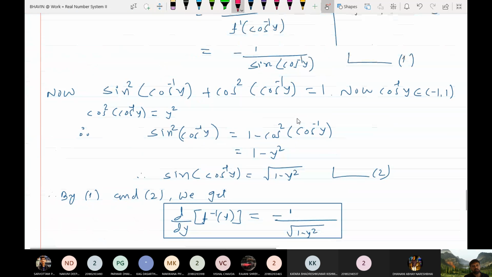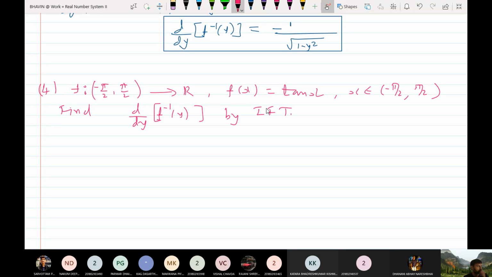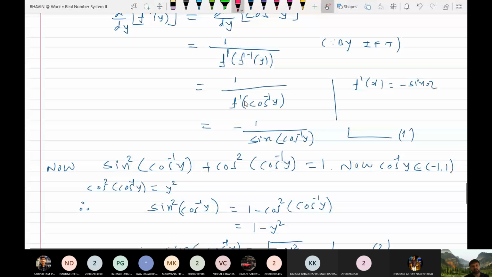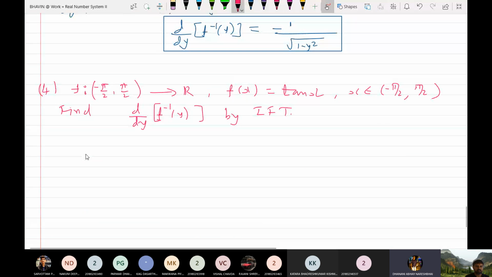ठीक है, तो आपको यहाँ पे मैंने कौन सी आइडेंटिटी यूज की थी? ऐसा ये यूज की थी. यहाँ पे आप देखिए क्या कैसे ये आता है. ठीक है, यू नीड टू यूज द आइडेंटिटी sec square minus tan square equal to 1. आपको पता है ना भाई? तो यहाँ पे देखिए क्या आएगा, sec square of, यहाँ cos inverse की जगह पे क्या आएगा? tan inverse आएगा. You will get some tan inverse. हाँ, ऐसा कुछ होगा.